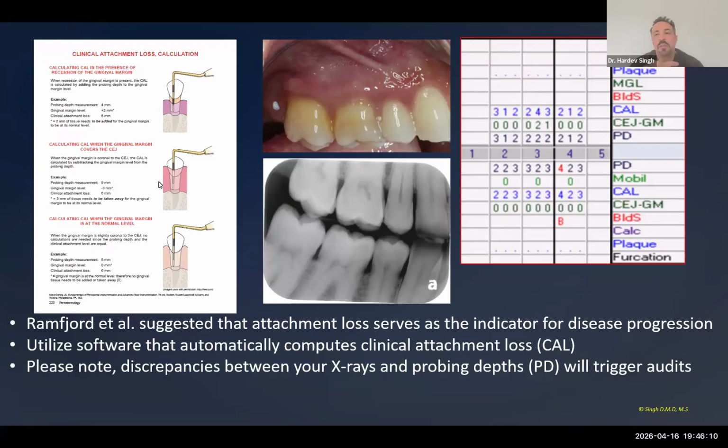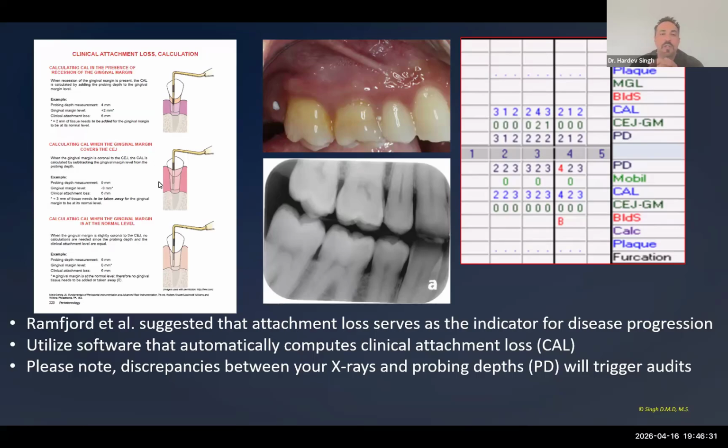So when we say attachment loss, we're referring to the loss of junctional epithelium and sometimes connective tissue attachment. And think of junctional epithelium as your first line of defense. And it's basically like a zipper on a hoodie. If it slides down, the zipper opens and the disease progresses.